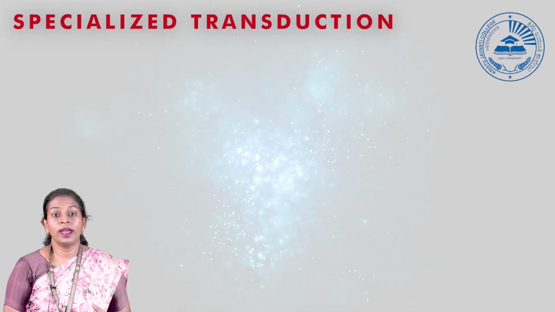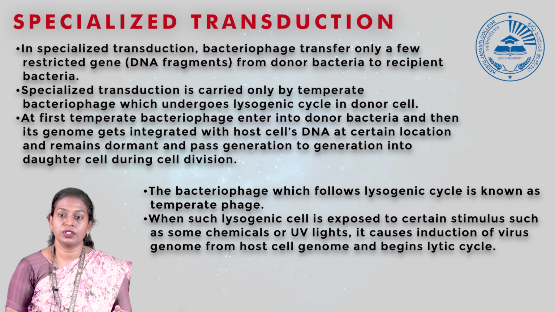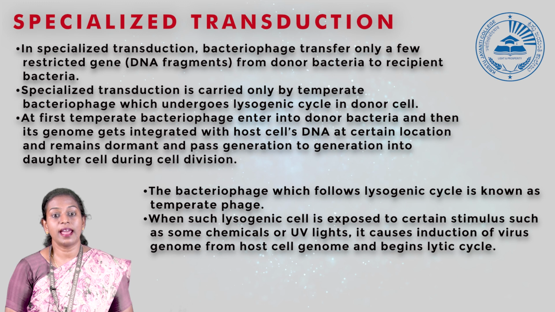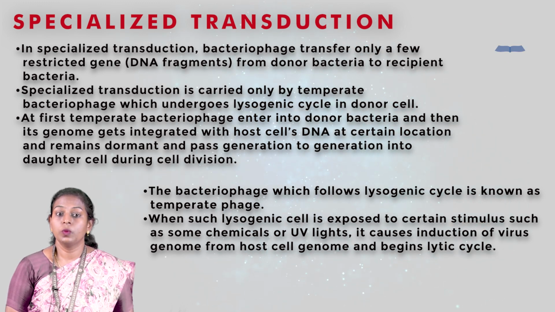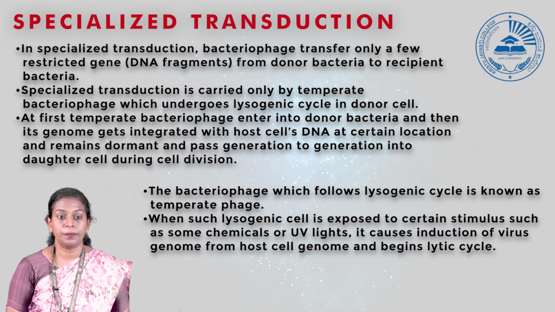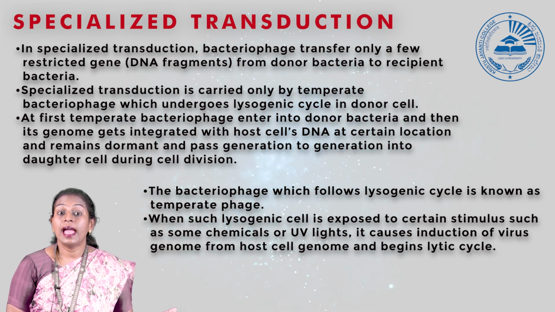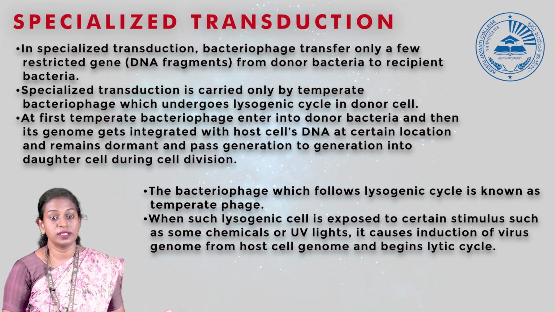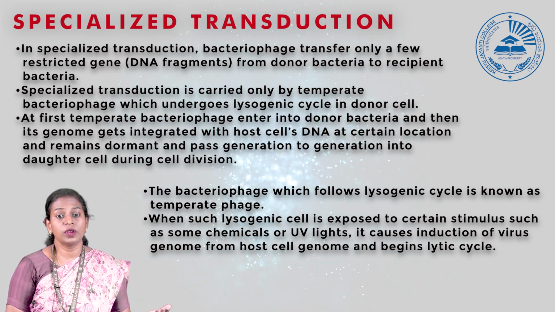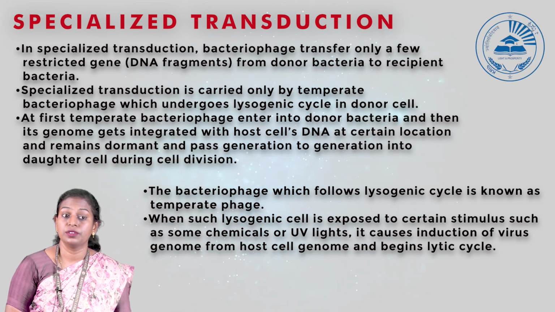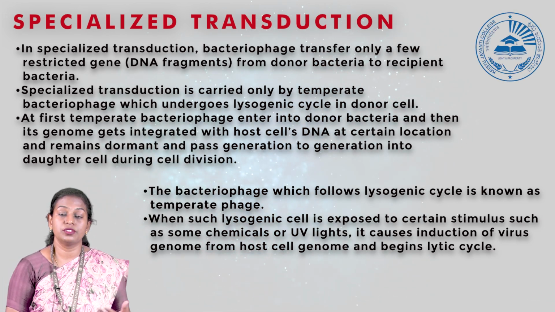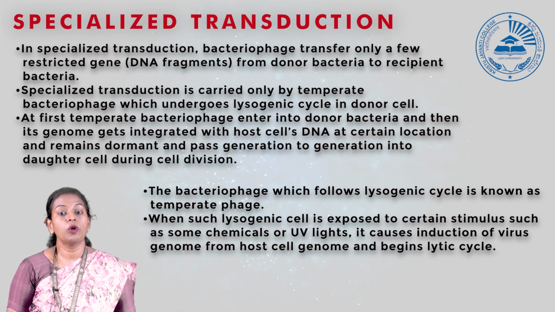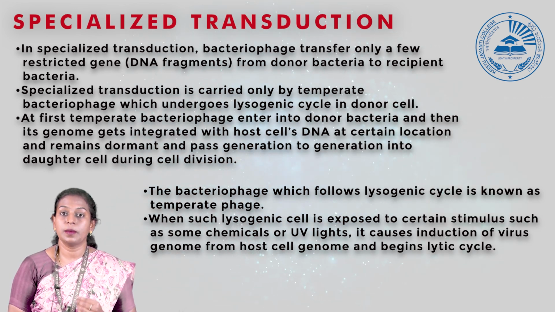Specialized transduction is where the bacteriophage transfers only a few restricted genes from the donor bacterium to the recipient bacteria. Specialized transduction is carried out only by temperate bacteriophage, which undergoes the lysogenic cycle in the donor cell. At first, the temperate bacteriophage enters the donor bacteria and then its genome gets integrated with the host cell DNA at certain locations and remains dormant, passed from generation to generation into daughter cells during cell division. The bacteriophage which follows the lysogenic cycle is known as the temperate phage.